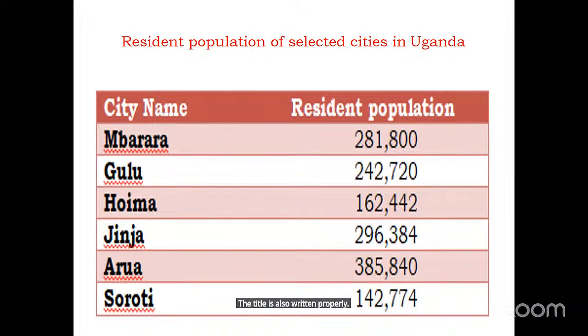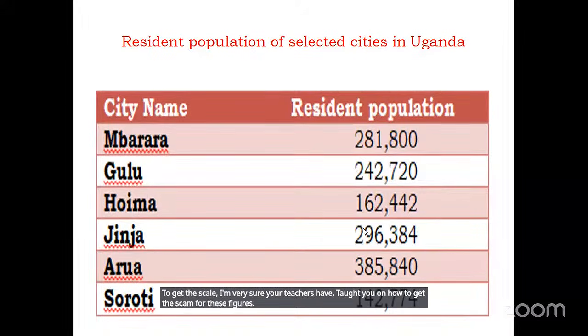Then draw: go to the ruler and measure a radius of 5 centimeters and draw the circle. Then you start measuring the angles using a protractor. Two, if you are to draw a bar graph, you are going to get the scale. I'm very sure your teachers have taught you how to get the scale for these figures.